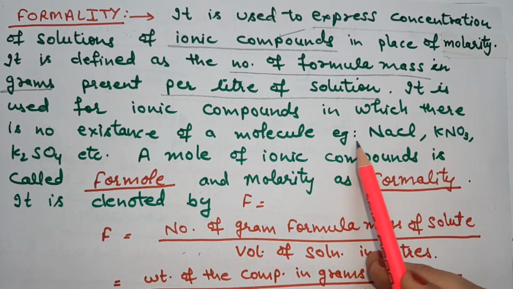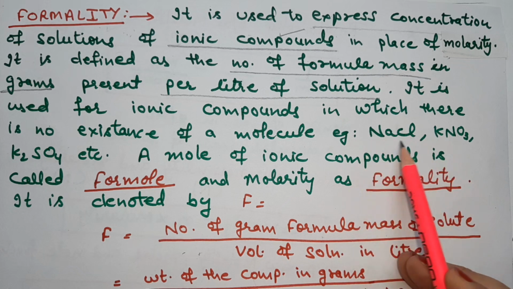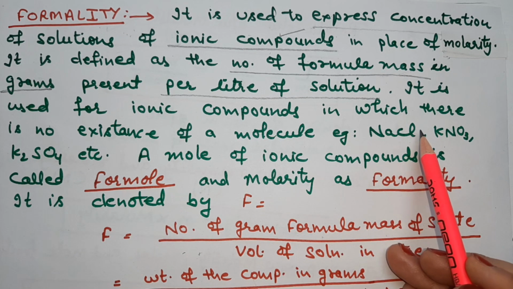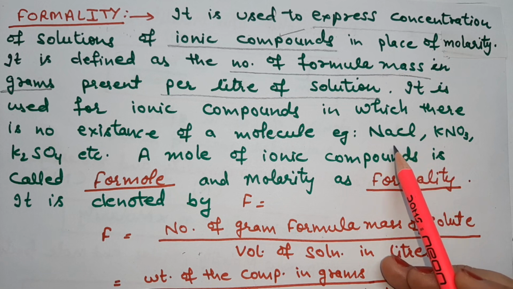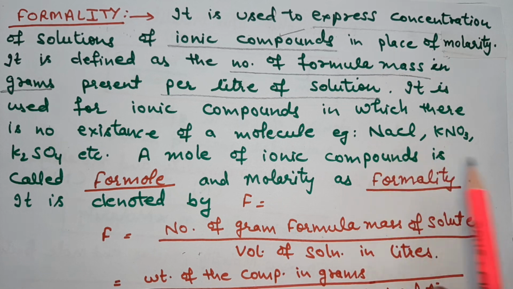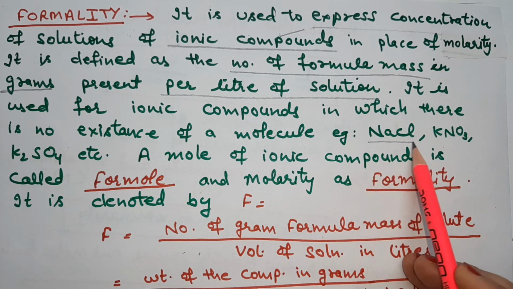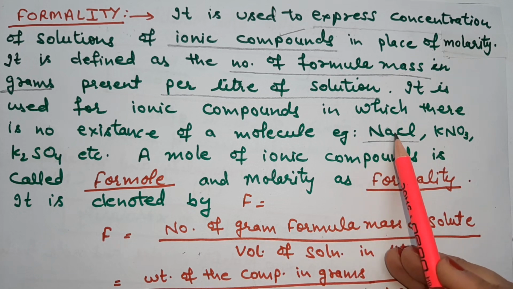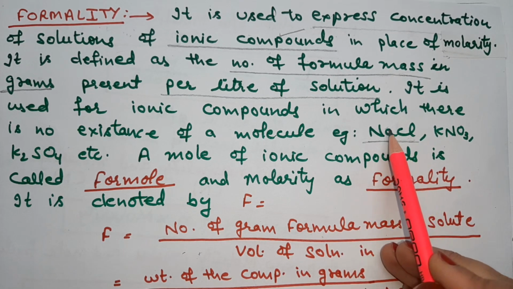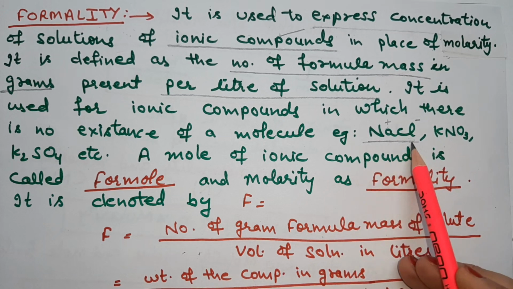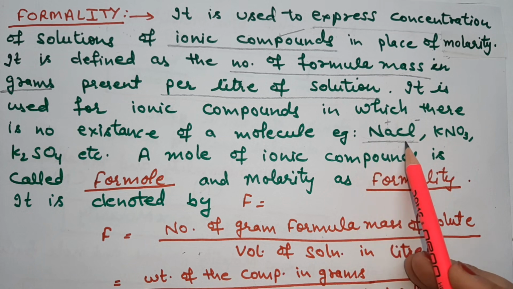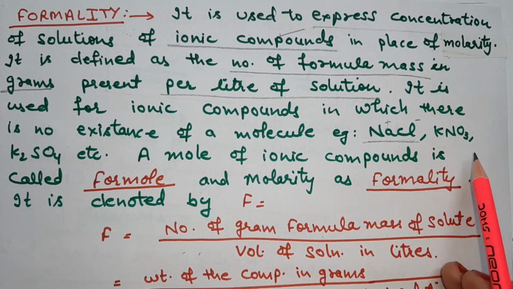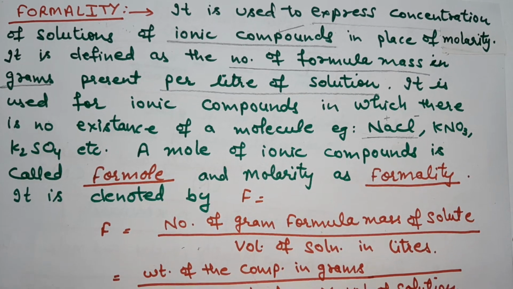What is the meaning of this? Ionic compounds, like NaCl, KNO3, K2SO4, actually exist in the form of a lattice. So it is not possible to calculate the mass of the whole lattice. In place of that, we talk about the formula, in which ratio they are present in a lattice. In sodium chloride, Na+ ion and Cl- ion are present in a 1:1 ratio. So we talk about the formula rather than the whole lattice. A mole of an ionic compound is called a formula mole.